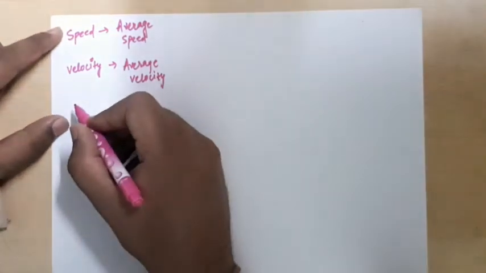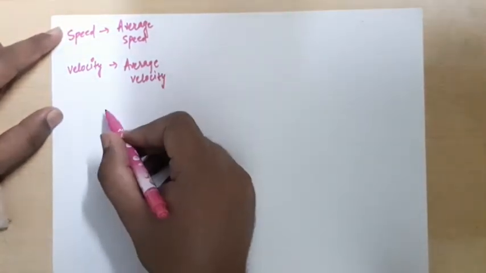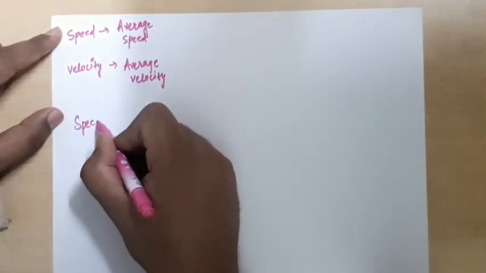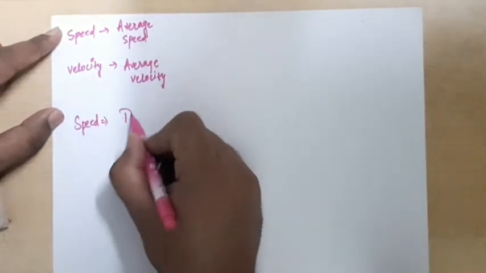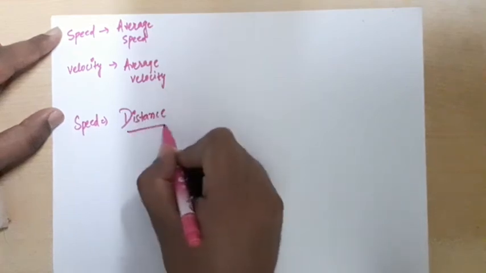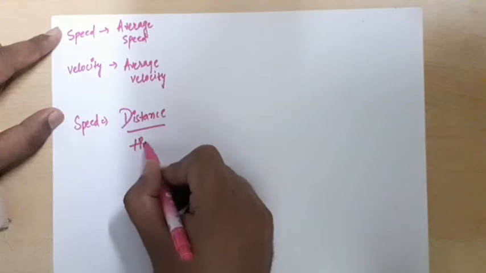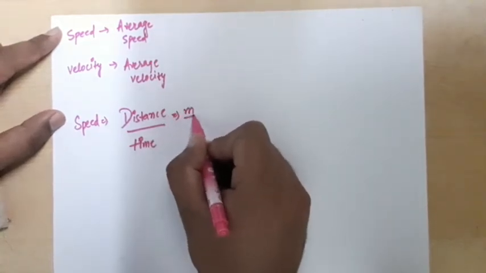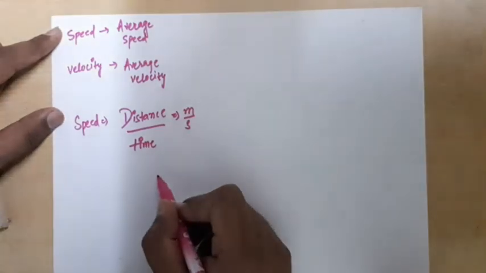So as we all know, what is speed? As we have discussed, speed is equal to distance upon time. This we have already discussed, right? And its unit: distance unit is meters and time unit is seconds. So it is meter per second.